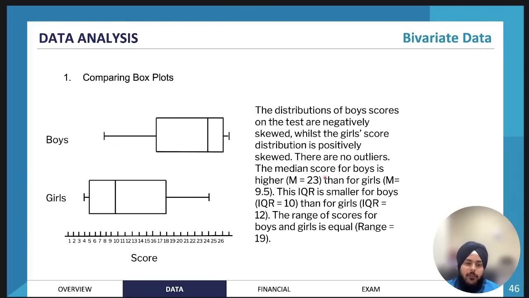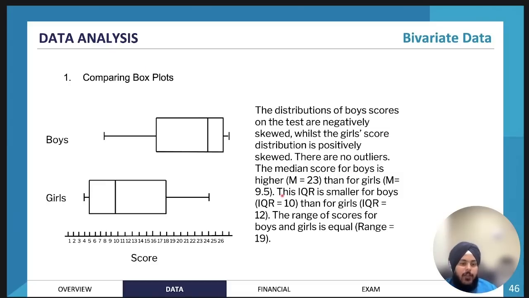Here we have compared the medians. We have said the median score for the boys, m equals 23, is higher than that for girls. And then lastly, we need to compare the spread. When we're comparing the spread, we can talk about the IQR, the range, or the standard deviation. Standard deviation and range are non-resistant statistics, so they're impacted by any outliers and also any skewed data. Therefore, the IQR is a really good measure because it's only measuring the middle 50% of the data.